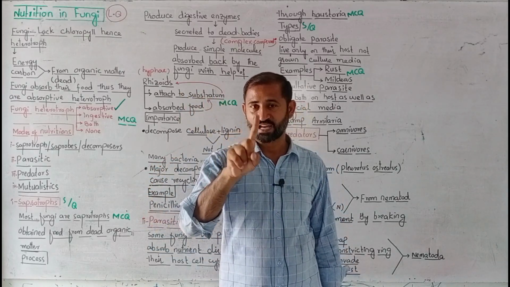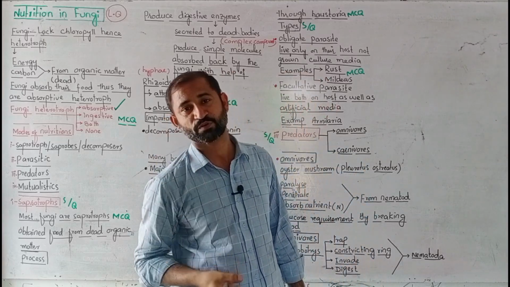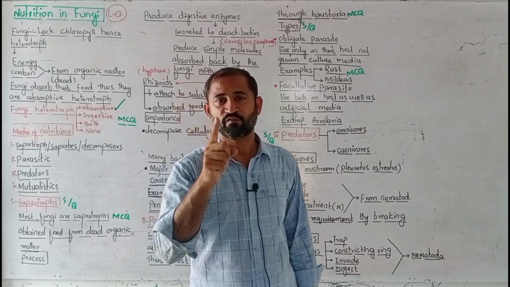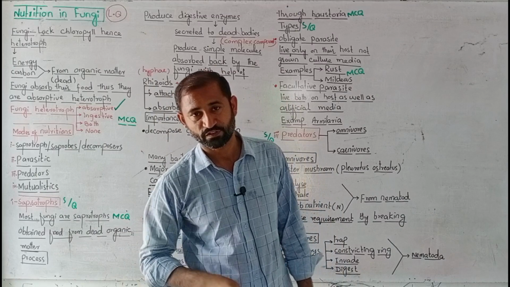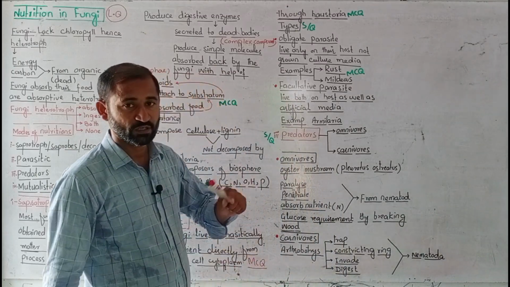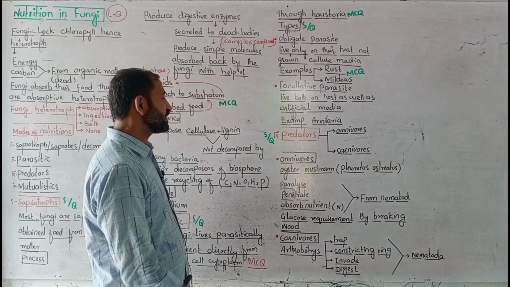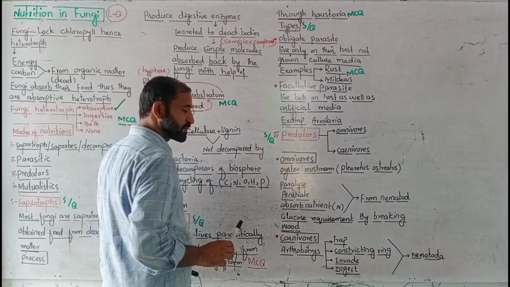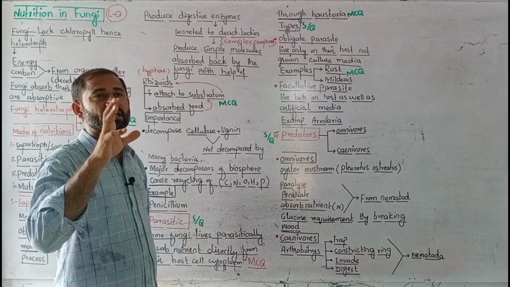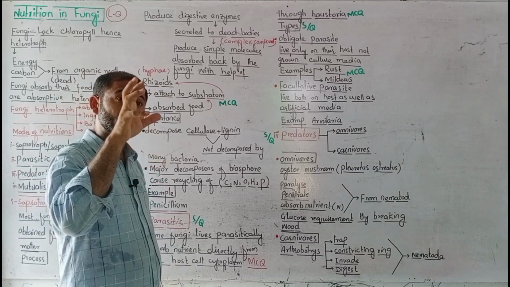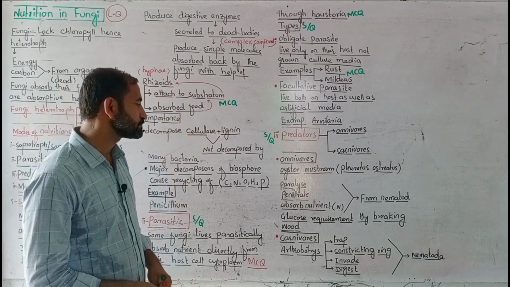Rhizoids provide attachment and absorption, whereas haustoria are used for absorption. Haustoria are in parasitic fungi, whereas rhizoids are in decomposer fungi. So you have to keep this in mind. It is also an MCQ. Next, the third one is predator, that is, how fungi get their food as predators. Predator means they cause the death of the prey and then digest it to obtain their food.